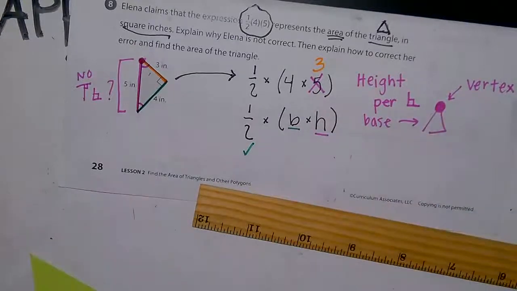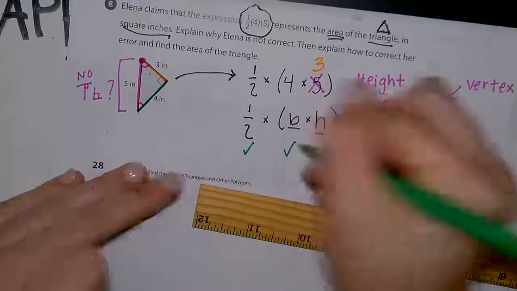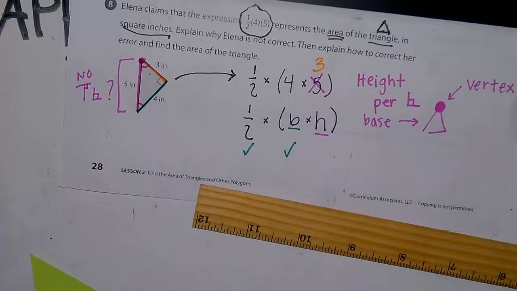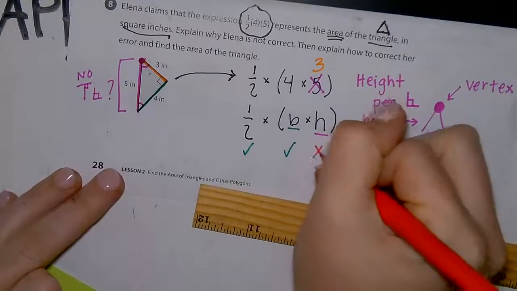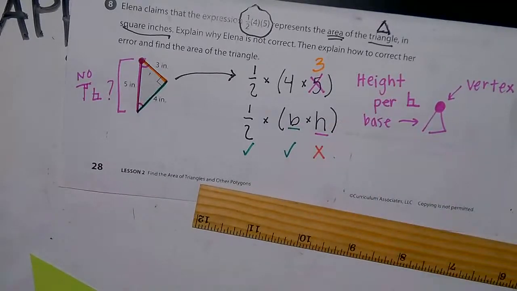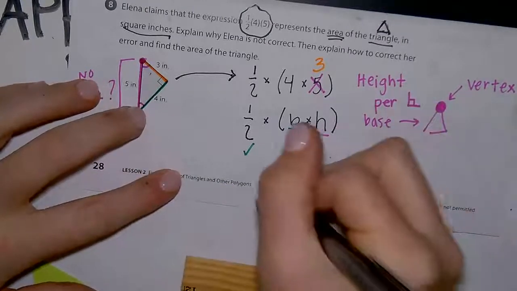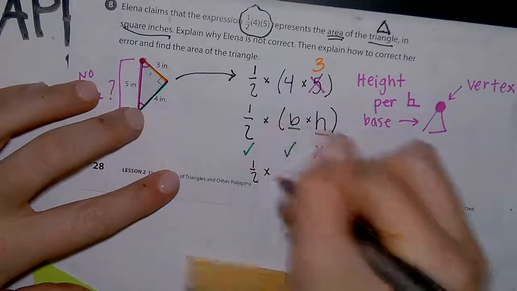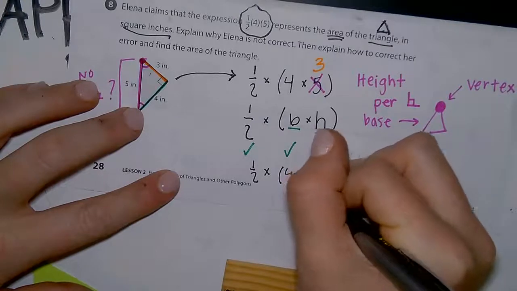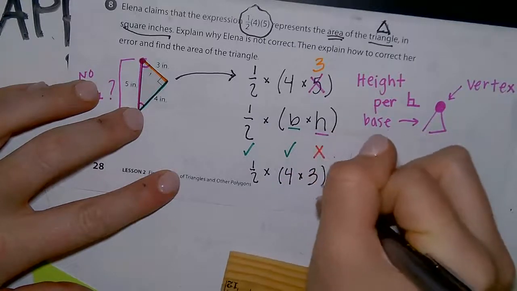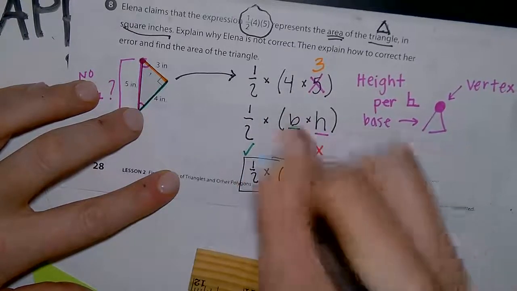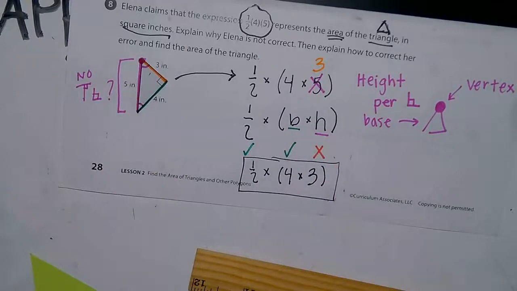So we decided that our base was correct. We decided that our height was incorrect, and that was what Elena did wrong. What she should have written was 1/2 times 4 times 3 to find the area of her triangle.